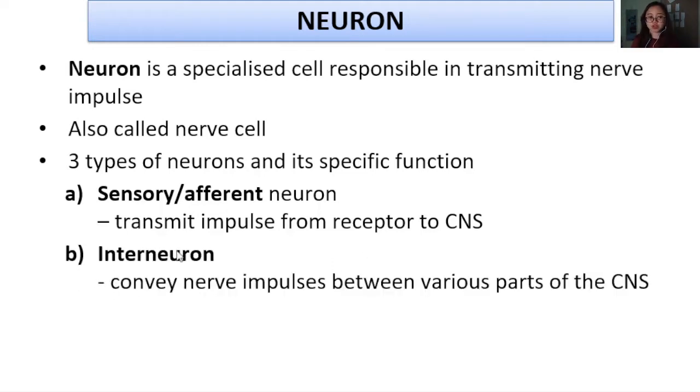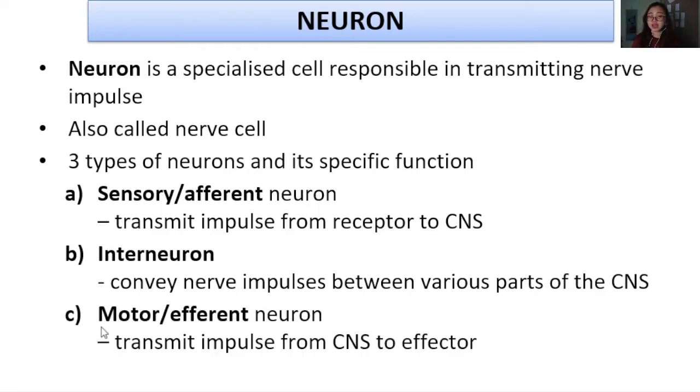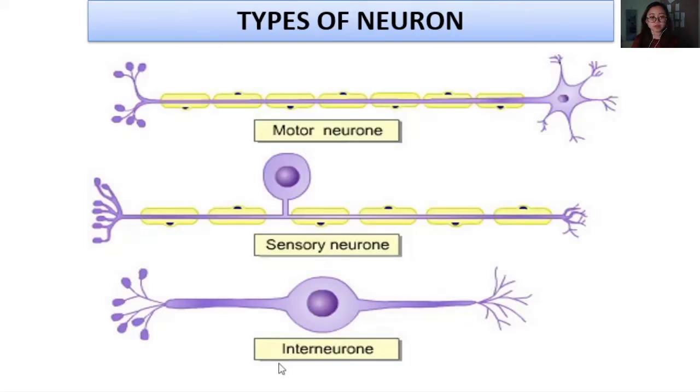The second type of neuron is interneuron. Their function is to convey nerve impulses between various parts of the central nervous system. And the third type of neuron is motor or efferent neurons, which transmit impulse from the central nervous system to the effector. So these are diagrams showing what a motor neuron would look like, what a sensory neuron would look like, and what an interneuron would look like. There are many different variations of this diagram, so don't be surprised if you see drawings of neurons that are a little bit different from what we have here.